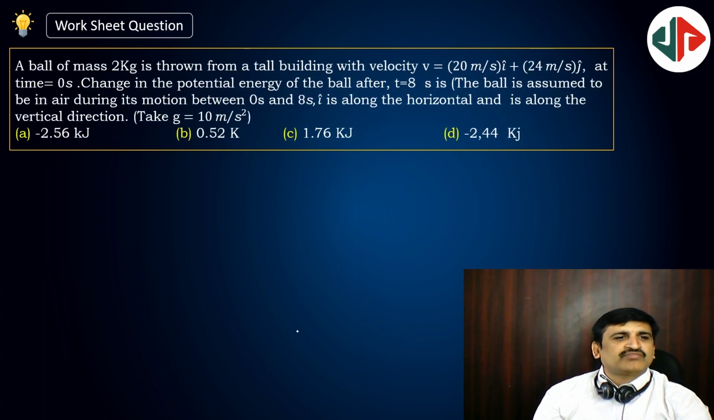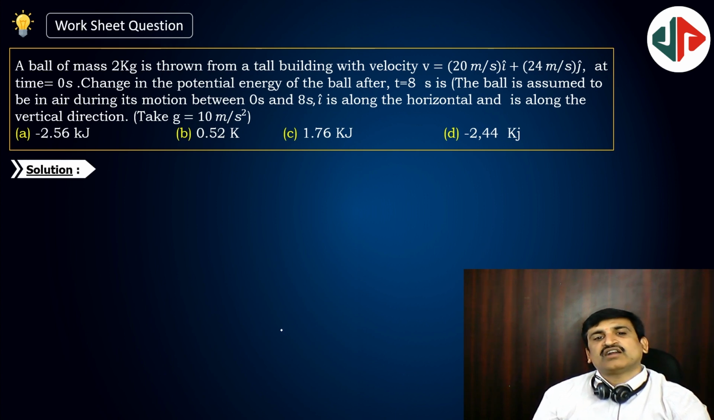A ball of mass 2 kg is thrown from a tall building with velocity v is equal to this much at time t equal to 0. Change in potential energy of the ball after 8 seconds is asked. The ball is assumed to be in the air during the motion 0 to 8 seconds, and i is along the vertical. That means after 8 seconds he is asking change in potential energy, and he is mentioning that it is still in air for 8 seconds. That's what he wants.